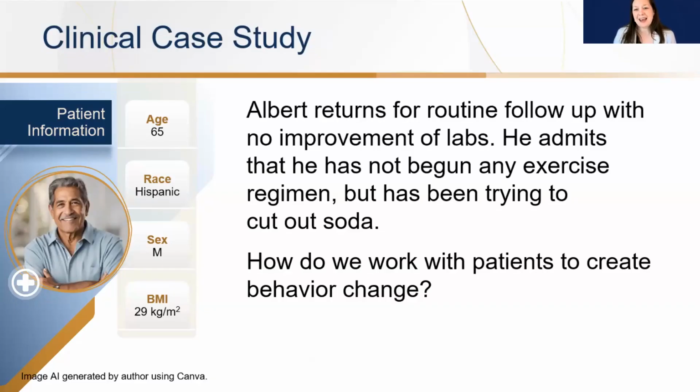So Albert returns to us at about 6 months, and he's got no change in his labs, unfortunately. He does admit to us that he hasn't begun any exercise regimen, but he has been trying to cut out his soda. So how are we going to work with him to create behavior change?